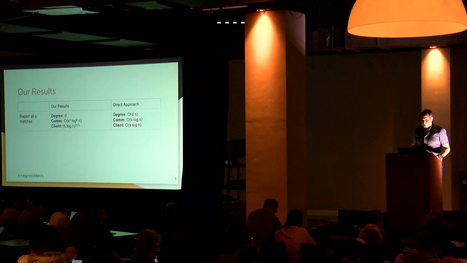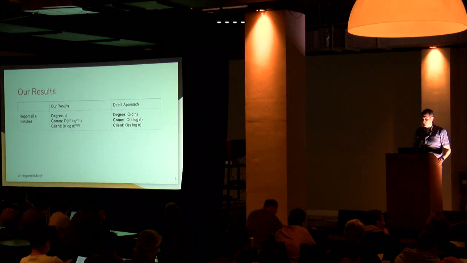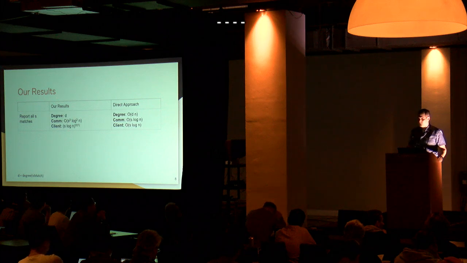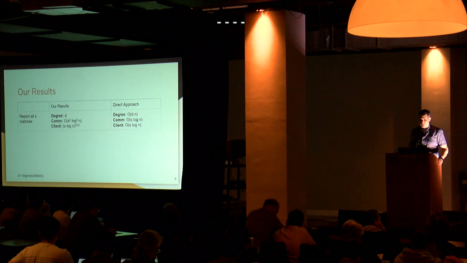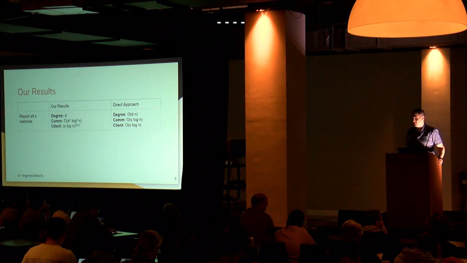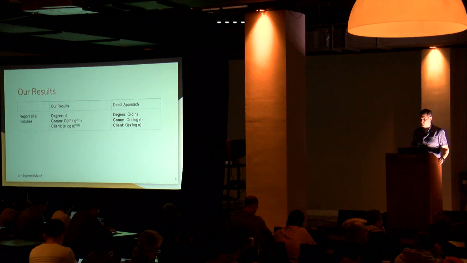So let's just brief over our results before we explain how we did it. The direct approach, what was previously known on how to report a sparse vector, was a degree proportional to d times n, where we reduce the degree of the polynomial to d. Here, d is the degree of the is-match functionality. So we have to have d. We cannot escape d if we want to apply the is-match functionality.